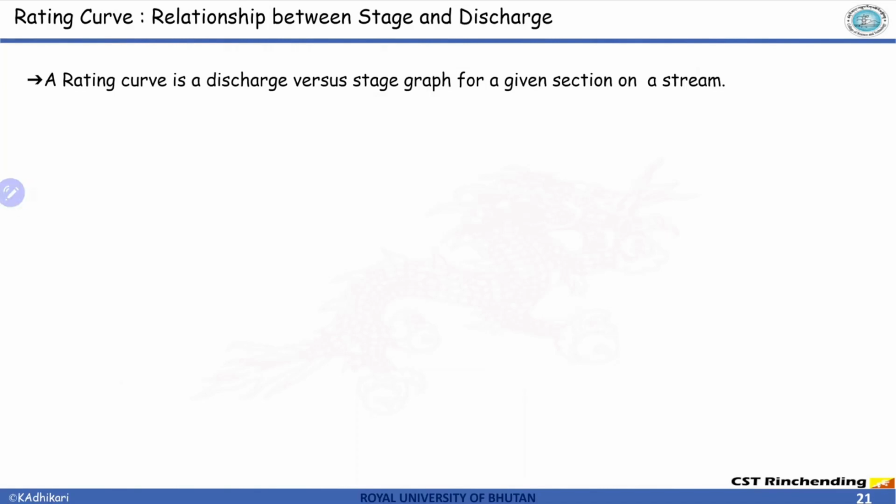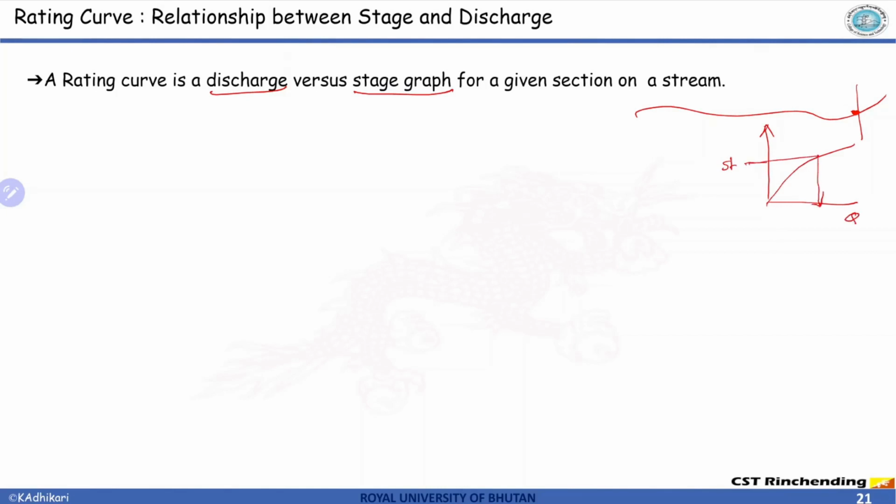So in the previous class, we discussed the mean section method and the mid section method to compute the discharge. Here we are going to study the rating curve. A rating curve is a plot drawn between discharge and stage for a particular river section. So this is the river, and at this section a rating curve is developed. The main function of a rating curve is that once you have the stage information recorded, you can use the rating curve to compute the discharge.